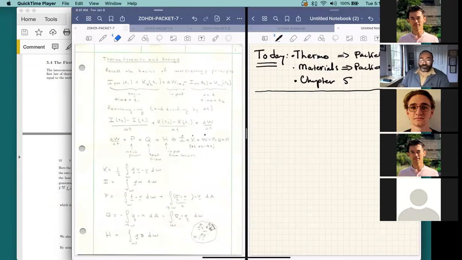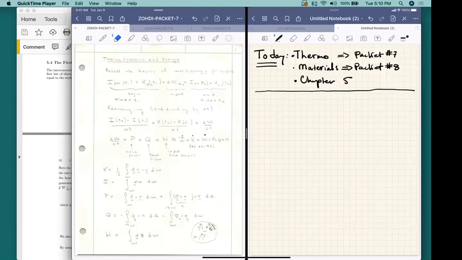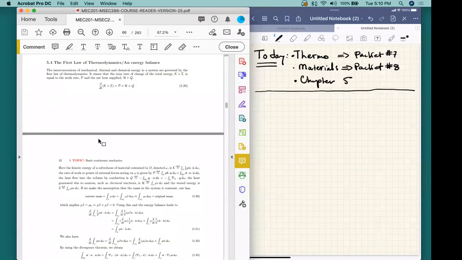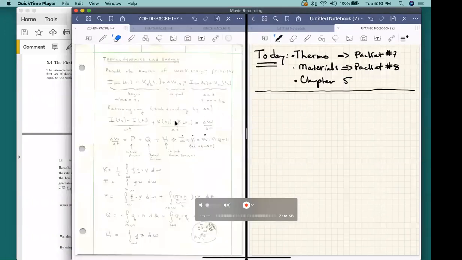Yes, wonderful. All right, so I'd like to go over packets 7 and 8 today and partially on Thursday. This will wrap up everything you need for assignment number 2. The main topics are thermodynamics, which is packet number 7, and material science or material theory, which is packet number 8. All of this is the remainder of chapter number 5. And we're basically in section 5.4, which is thermodynamics.